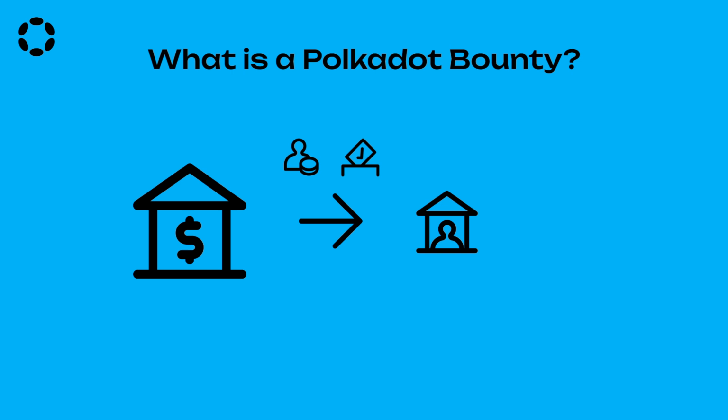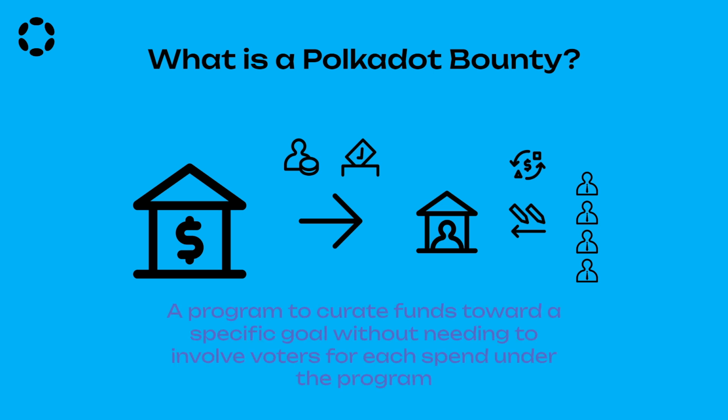It is always expected that a bounty curator be a multisig composed of many diverse individuals to ensure responsible fund management. Also, a fee is often set aside for the curator to compensate them for their efforts. This fee comes out of the bounty's total budget. Essentially, a bounty on Polkadot is a program to curate funds toward a specific goal without needing to involve voters for each spend under the program. This is achieved through something called child bounties.